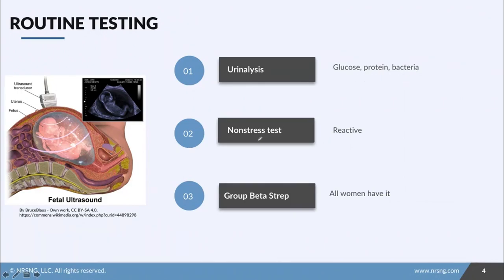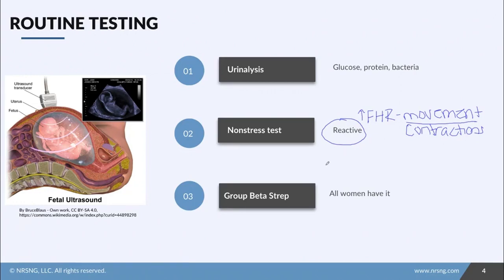The non-stress test. So this one, we want to see a reactive result, and this is going to look at the fetal heart rate. So think about when you move, when you run up the steps, your heart rate goes up, right? So this is to look at fetal heart rate, and it increases with movement. So the mom will be positioned and have contractions monitored as well as the fetal heart rate. And the mom's going to hit a button anytime she feels that fetal movement. We want to see the heart rate on the fetus rise with each movement.